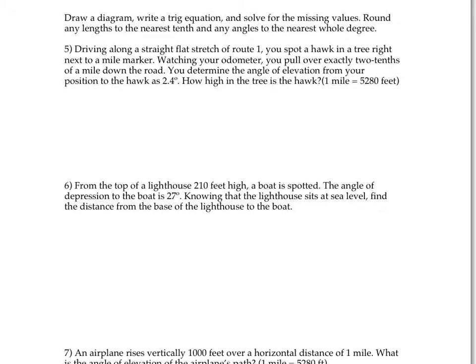So number 5, it says, driving along a straight, flat stretch of Route 1, you spot a hawk in a tree right next to a mile marker. So we've got this bird in a tree. And it says, watching your odometer, you pull over exactly 2/10 of a mile down the road. So in your little car, you pull over 2/10 of a mile down the road. Now it says, you determine the angle of elevation from your position to the hawk as 2.4 degrees.